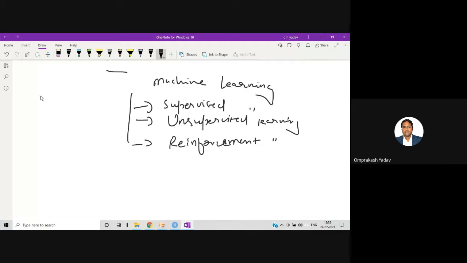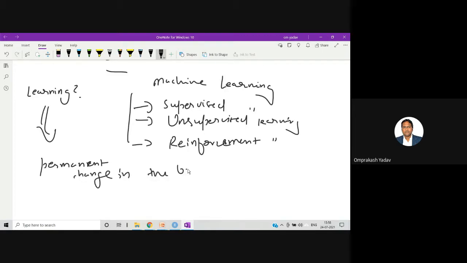Now first try to understand what we mean by learning itself. What do you mean by learning? When we say the person has learned, whenever there is a permanent change in the behavior, remember this one, a change in the behavior.